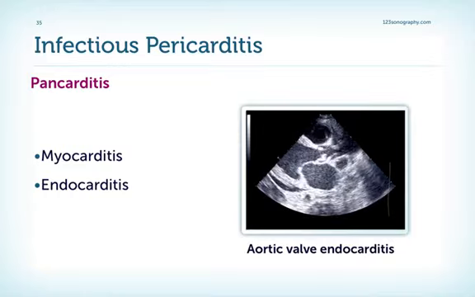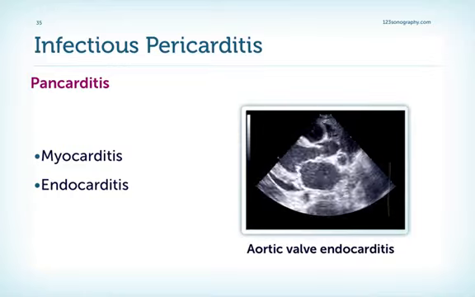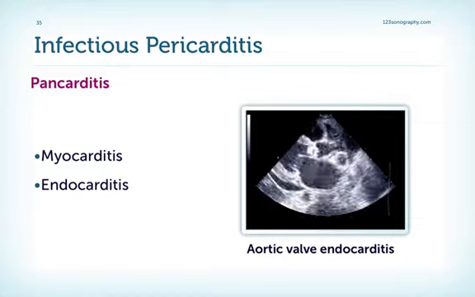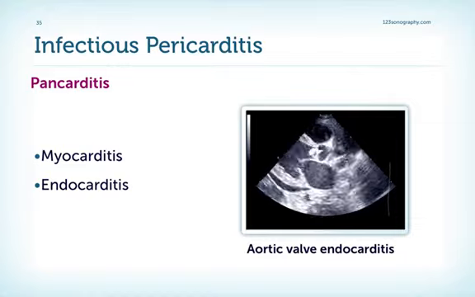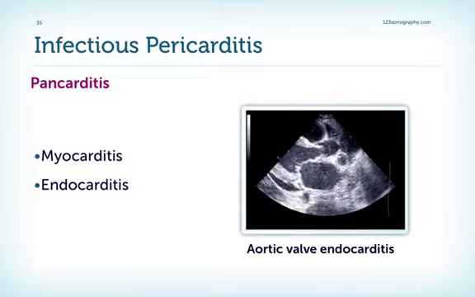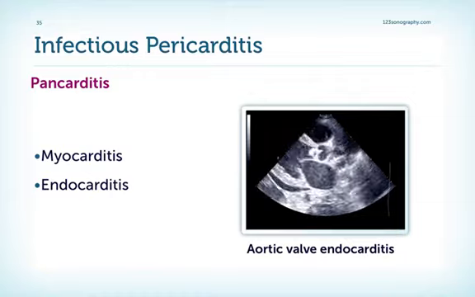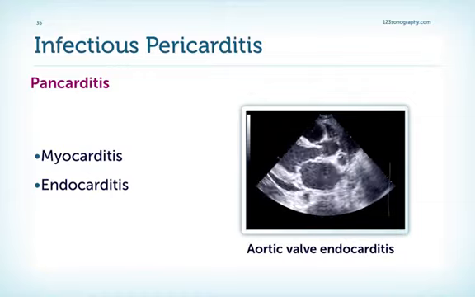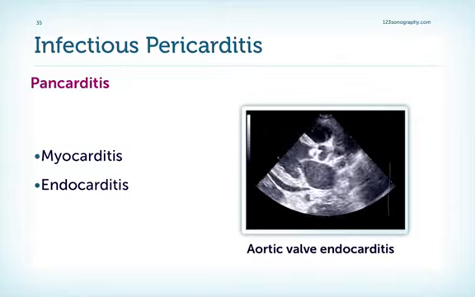One other thing that you have to consider is that if you have some form of infection, bacterial but also viral, there is a tendency of both the myocardium and the endocardium to also be involved on top of the pericardium, that you have some form of pancarditis. Here's an example of a patient who has a pericardial effusion and who also has endocarditis of the aortic valve.